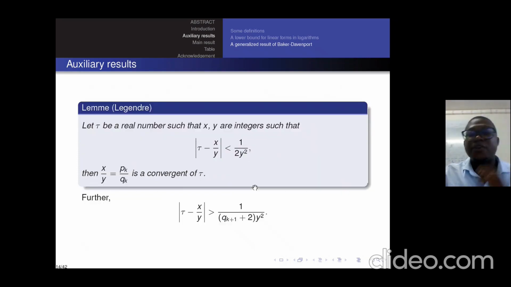And the lemma of Legendre can be stated like this. Let tau be a real number such that x and y are integers such that this condition is verified. Then x/y is equal to pk/qk, which is a convergent of tau. And further, we also have this inequality.